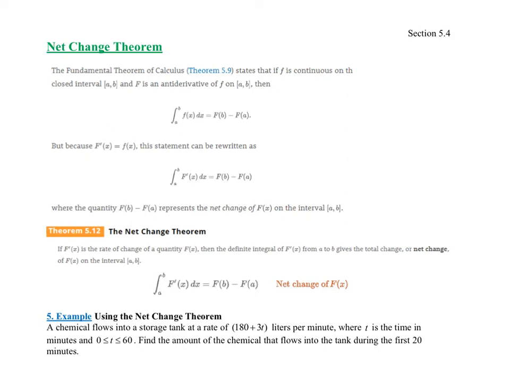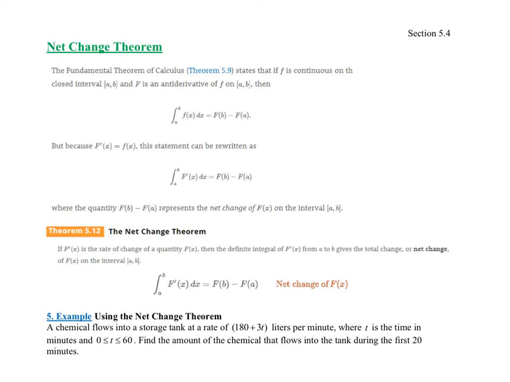So let's look at the next concept, and the next concept we have here is called the net change theorem. It says the fundamental theorem of calculus states that f is continuous on the closed interval [a, b] and capital F, the parent function, is the antiderivative of lowercase f. Then you can evaluate the definite integral by finding the parent function, finding the antiderivative, plugging in b, and then plugging in a. It says because the derivative of the parent function is the little function, this statement can be rewritten as the integral from a to b of the derivative of the function is F of b minus F of a.